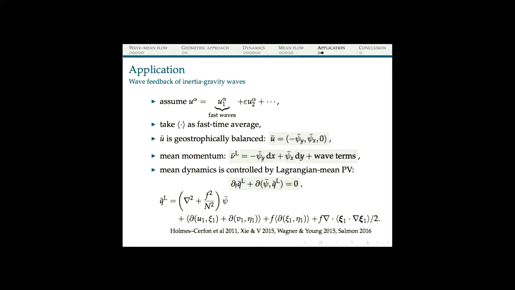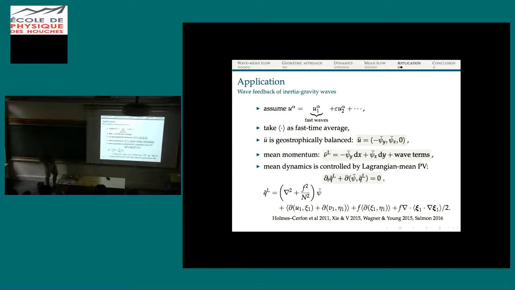And now we can do some work, assuming, as I will do, that we have a small parameter. I guess there should be an epsilon here and epsilon squared here. So I'm going to assume that at leading order I just have waves on a resting basic state. And then what I'm interested in is what is happening at the next order. Is there a mean flow which is generated? What does it look like? So those waves are fast compared to the geostrophically balanced flow. So I can take my average to be over fast time.